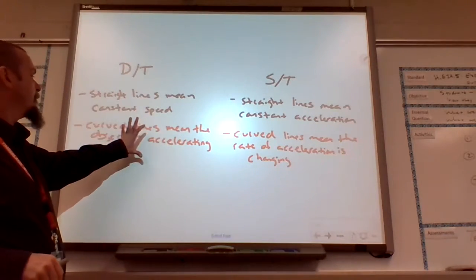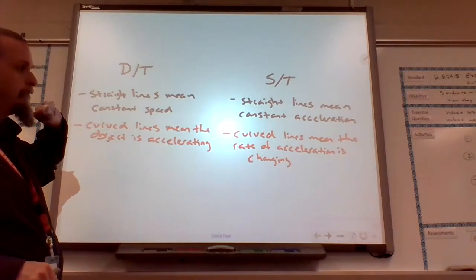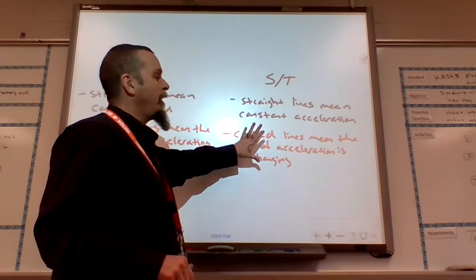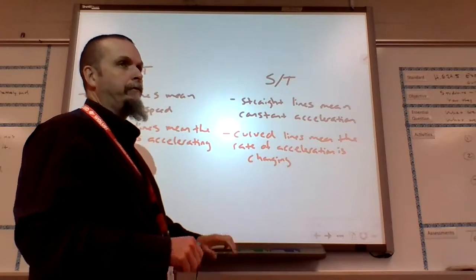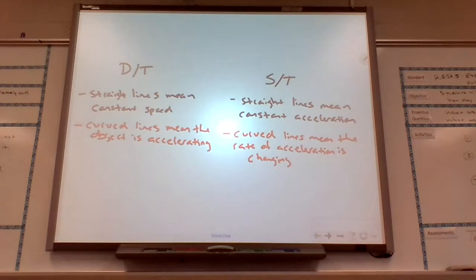Again, slopes over here are speed. When this line curves, speed is changing. The object is accelerating. Over here, curved lines mean the acceleration is changing. It's accelerating, but it's changing its rate of acceleration.